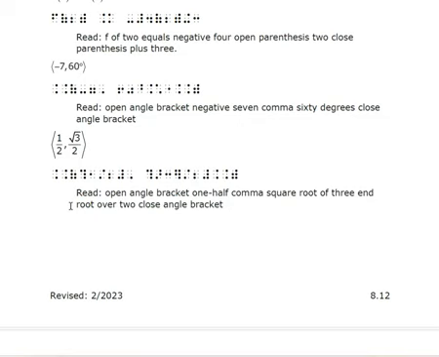This one looks nice and hairy. We've got open angle bracket 1/2 comma square root of 3 and root over 2 close angle bracket. Yikes, huh? So we've got an opening angle bracket. So we have 4646 of, then we have a fraction. So we open our fraction with a TH. Then we have 1/2 for 1/2. We close our fraction, 3, 4, 5, 6.